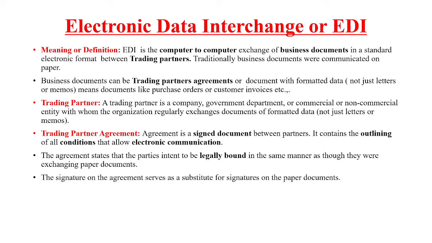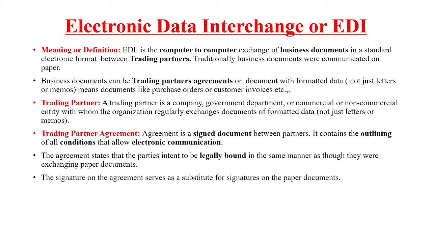And the next question is, what is this business document going to contain? It can be a trading partner's agreement, or it can be a document with formatted data, not just letters or memos, like a purchase order or customer invoices. Now the question is, who is the trading partner? A trading partner can be a company, or a government department, or a commercial or non-commercial entity with whom the organization regularly exchanges documents of formatted data.